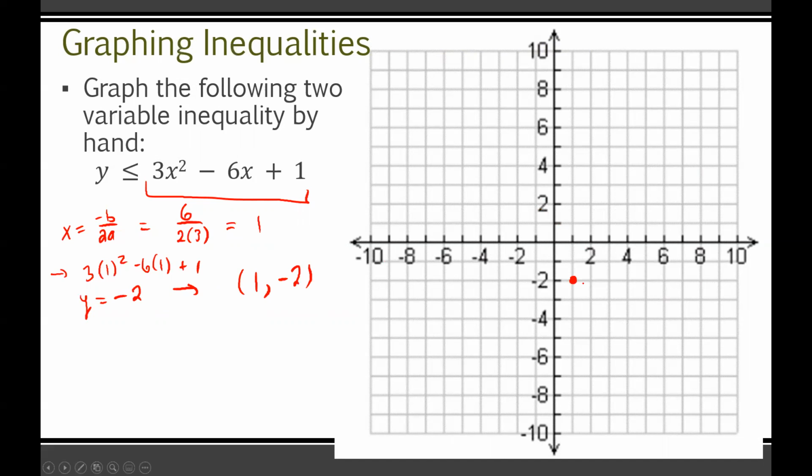And then from that, we just use our 1, 4, 9 rule. So go from your vertex, go over 1, and then up 1 times a. Well, a in this case is 3, so we go up 1 times 3, which is 3. So 1, 2, 3. Then you go back to your vertex, go over 2 points, and then up 4 times a. Well, 4 times 3 is 12, so we have to go up 12 points. From negative 2, that'll take us up to positive 10.